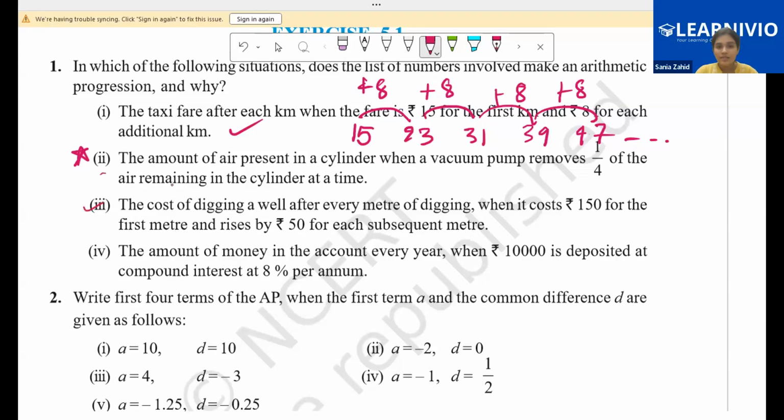Okay, the fourth one says amount of money in the account every year when rupees 10,000 is deposited at a compound interest of 8% per annum. Now you tell me what is the formula for compound interest. I taught you in the last class.